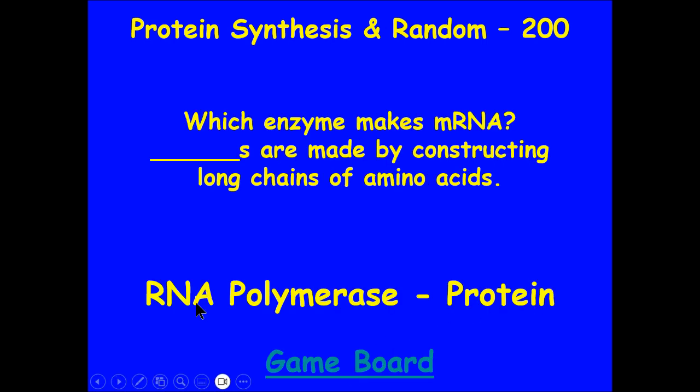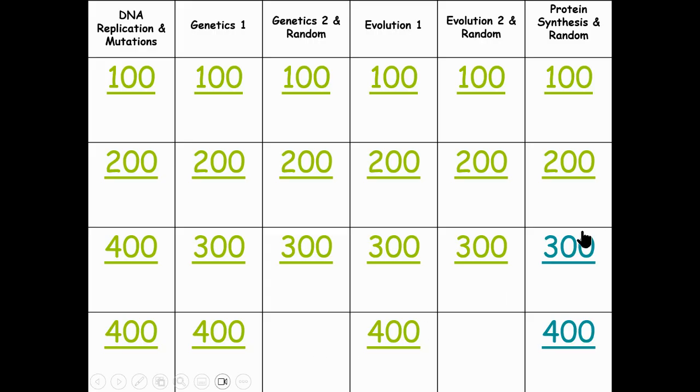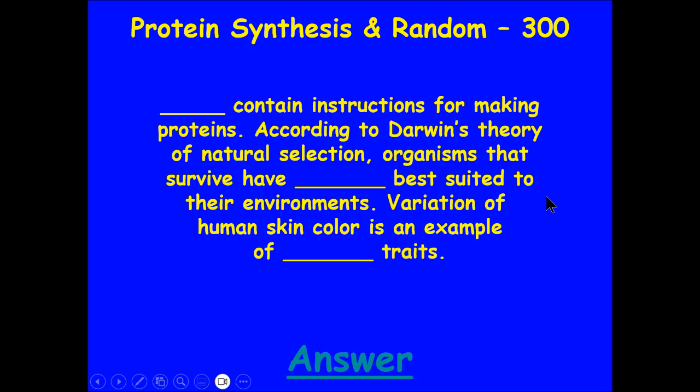All right, so RNA polymerase makes messenger RNA, DNA polymerase makes DNA, and proteins come from the monomers amino acids. Blanks contain instructions for making proteins. According to Darwin's theory of natural selection, organisms that survive have blanks best suited to their environments. Variation of human skin color is an example of what type of trait?